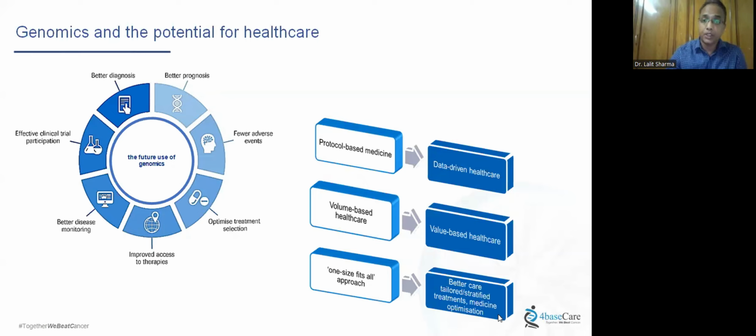Say, for example, in a lung carcinoma, the patient has developed a T790M mutation. The patient was started on a first or second generation TKI. Then we very well can switch the drug to a third generation TKI, such as osimertinib, and we can achieve further improvement in the overall survival and the quality of care again. Improved access to therapies, like we have already discussed, and better disease monitoring also.